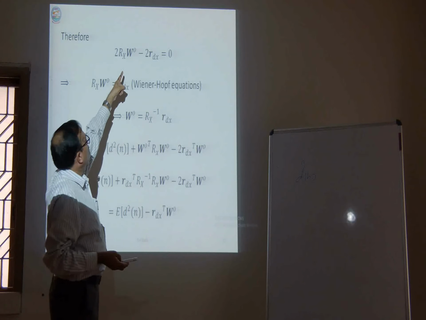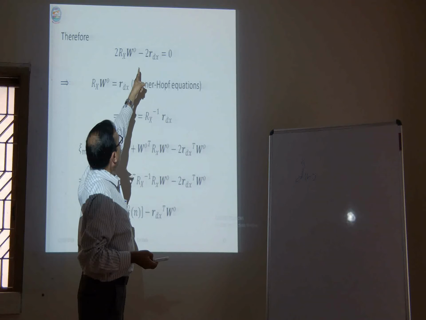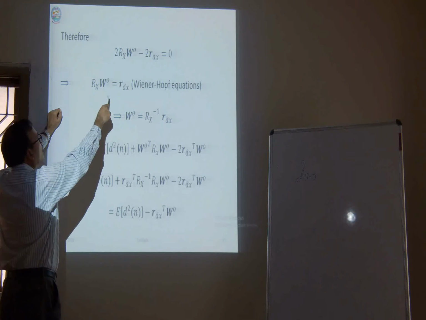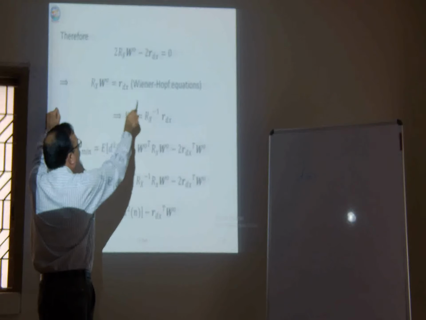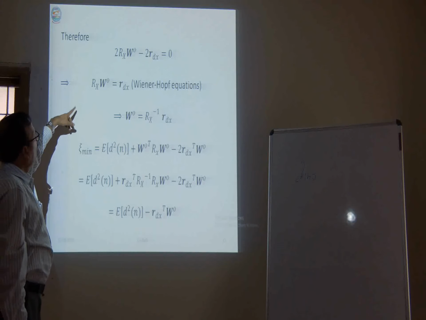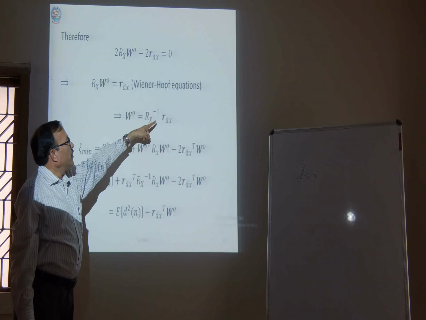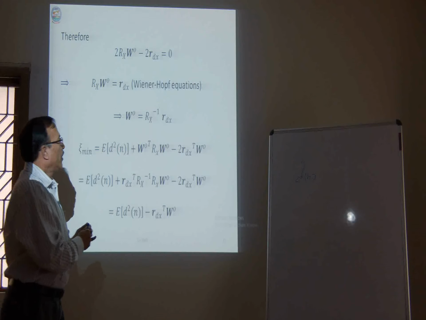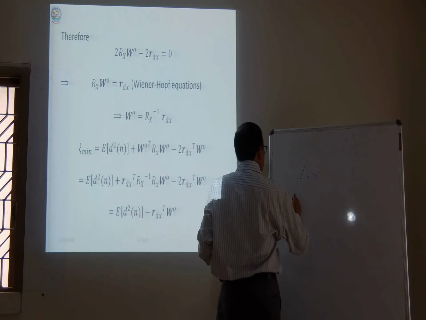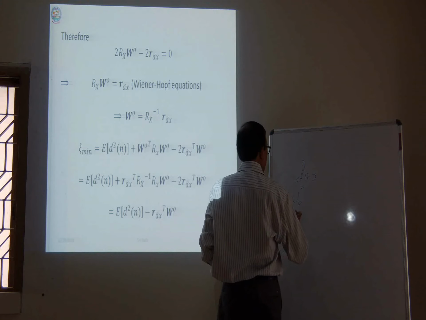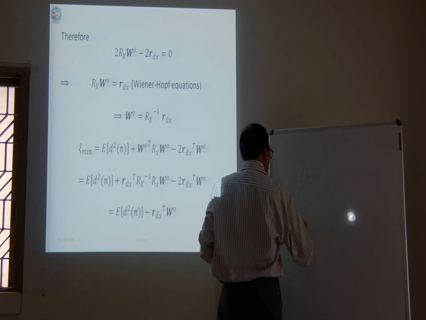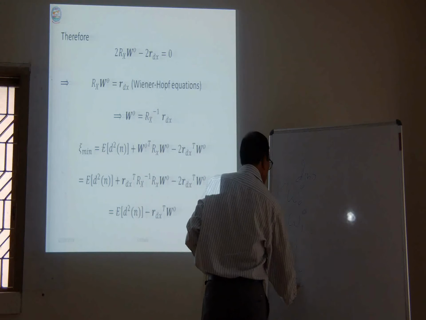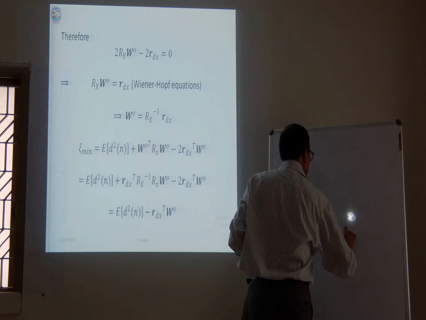So here 2 Rx w0 minus 2 rdx is equal to 0. So that is Rx w0 is equal to rdx, that is the Wiener equation we say, and w0 is nothing but Rx inverse into rdx. That means this is your optimal weights. So the optimal weights we can say are w0o, w1o up to wLo. So this is the vector.